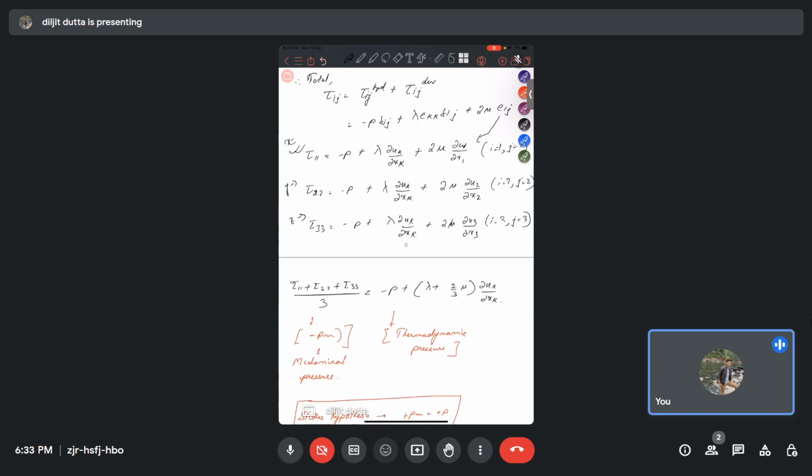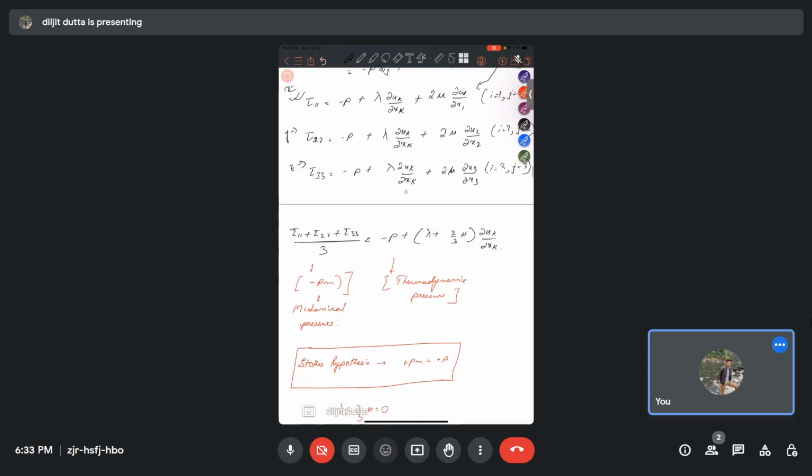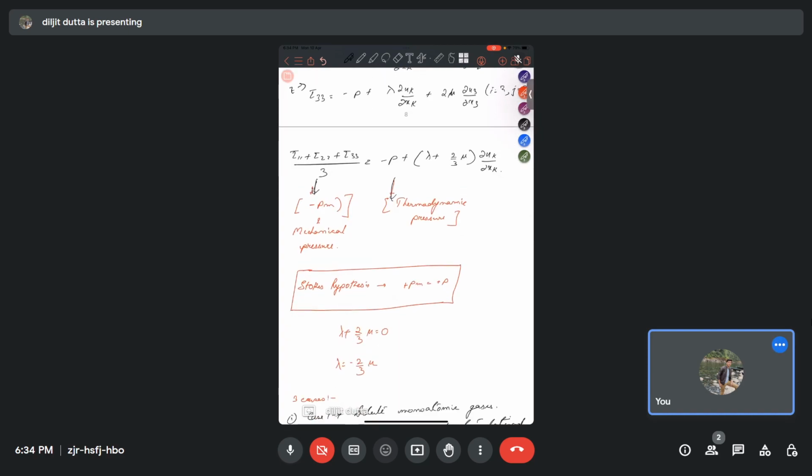So if we then take the summation and the average, what we will get? We will get tau 1 1 plus tau 2 2 plus tau 3 3 by 3 is equal to minus p plus lambda plus 2 by 3 mu into del uk by del xk. Now, as per definition, this first term corresponds to the mechanical pressure, and the second term, that is minus p, corresponds to thermodynamic pressure. But we have decided that we won't distinguish between mechanical and thermodynamic pressure, so we will consider both values to be equal. And this comes from the Stokesian hypothesis. He told that the mechanical pressure and the thermodynamic pressure are equal.